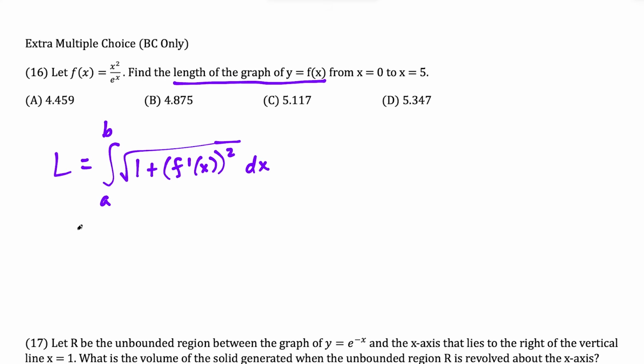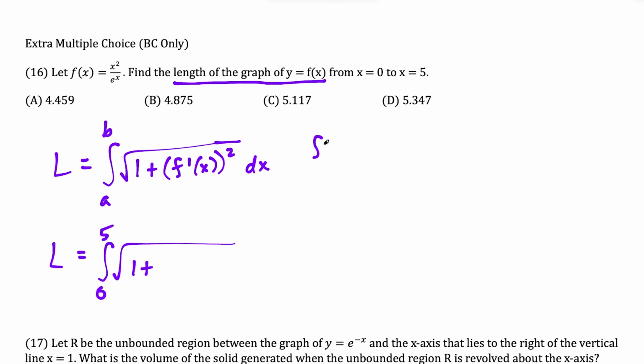So for a question like this, we just have to plug in. The length of this curve is going to be the integral from 0 to 5 of the square root of 1 plus f prime of x on the inside. Now, this is going to be a calculator question, so we don't have to find this derivative by hand. We can use the calculator for it.